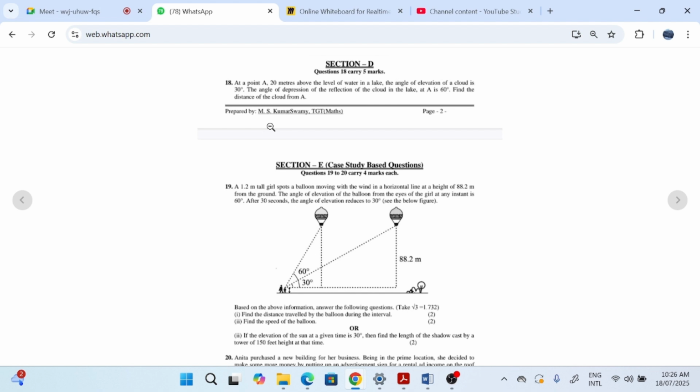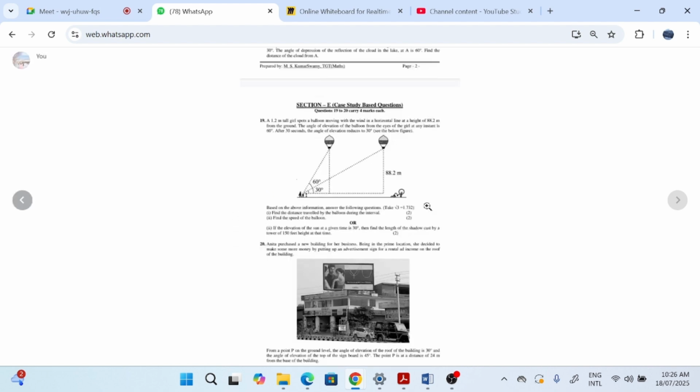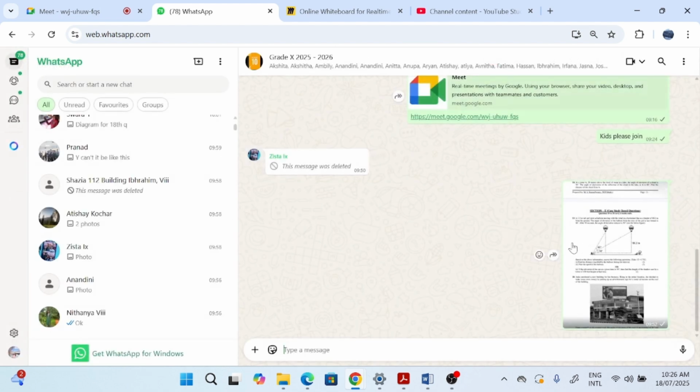Can we go to the 19th question, guys? If you're done with the 18th, please go to the 19th and try to do it yourself. It's a case study question. Sometimes applications of Trigonometry only come with... Can you zoom in? I'm not able to.